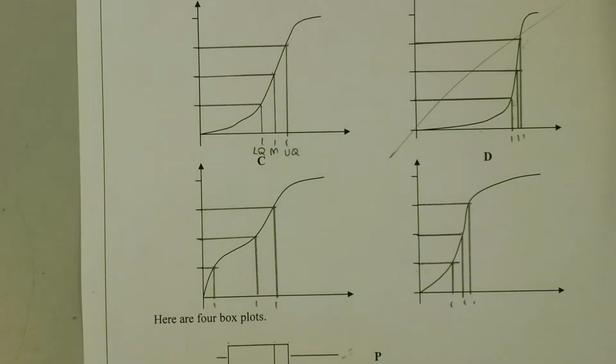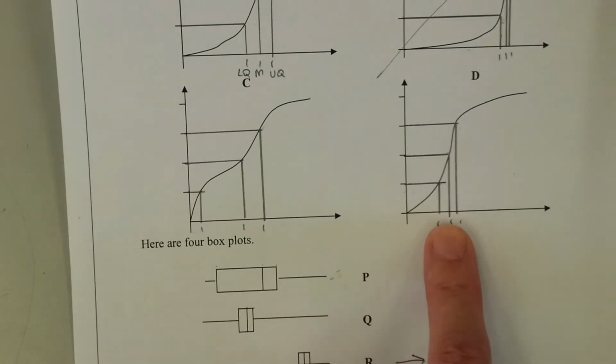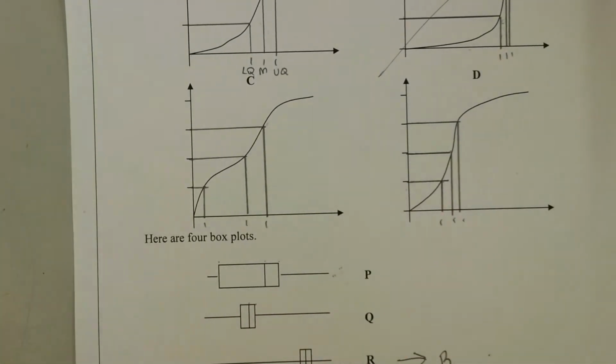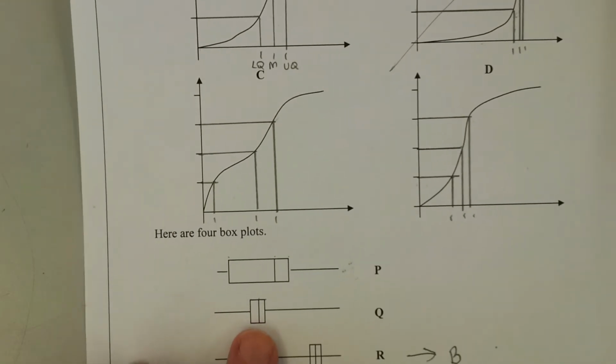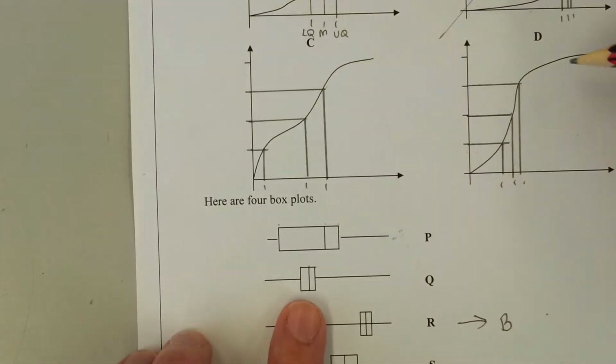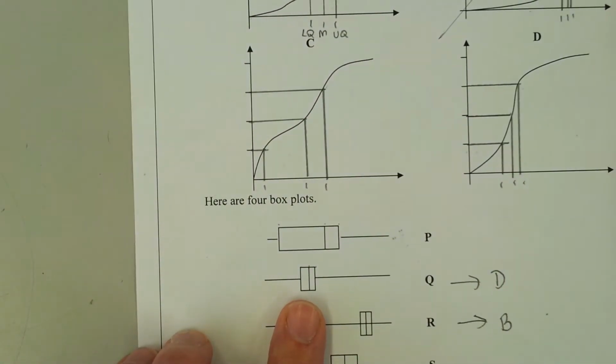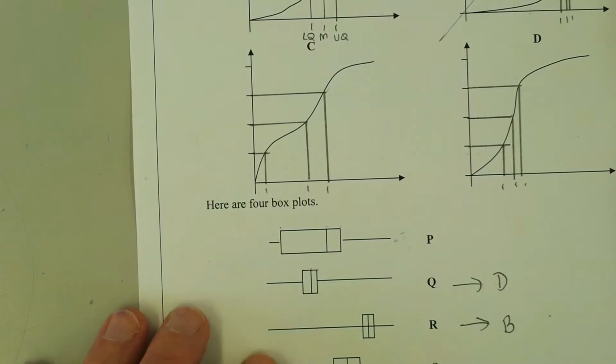Now the next one, let's have a look at the one that's just the opposite way around. I would say this one is positively skewed, so all of the data is moved to the left. You can see quite clearly that that matches with Q. So D is Q. 2 more left.